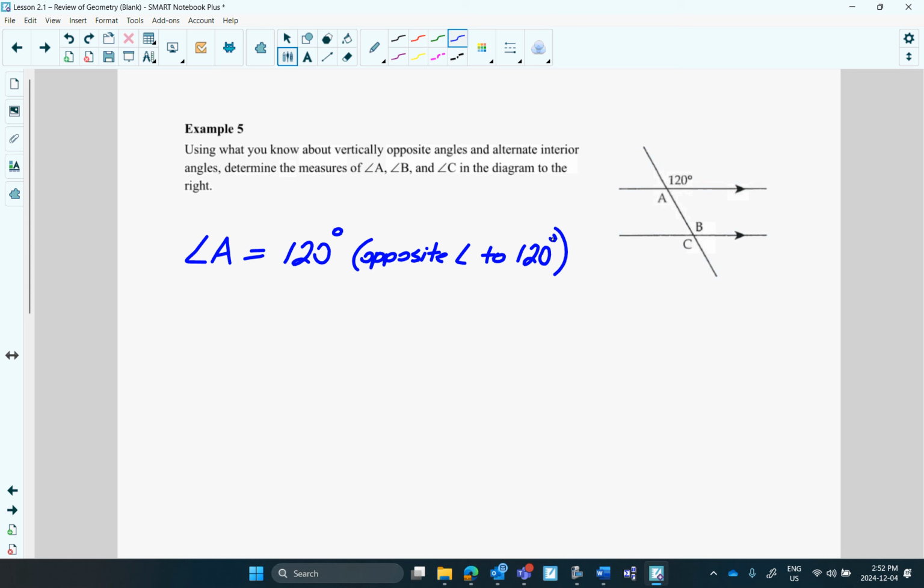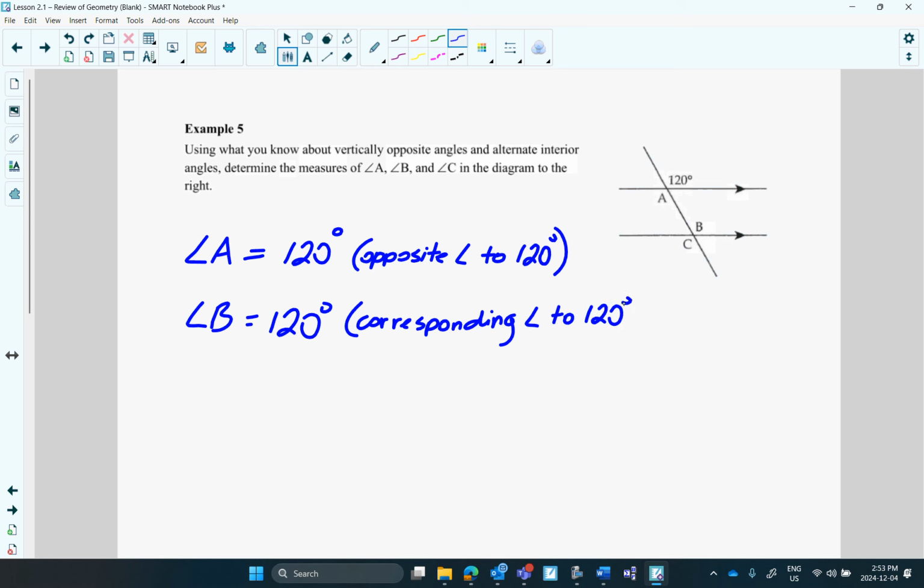What's B? I mean, you guys, you can sort of eyeball it. Doesn't it look the same? So it's also 120. And actually, there's a bunch of reasons why. You could have said, well, angle B and the 120 form an upside down F. So they're corresponding angles. Sorry, I want to make sure I did get corresponding right. Co-interior is what I was confusing with, but sorry. So they're corresponding angles. It's a corresponding angle to 120 degrees.